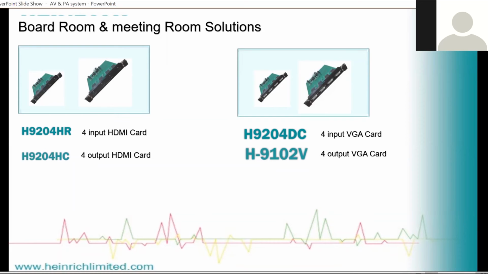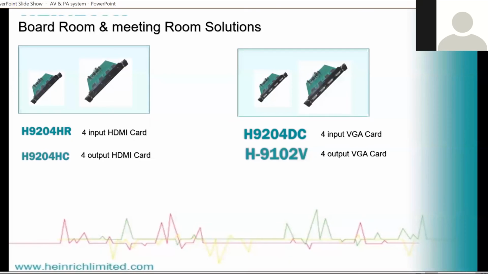There are input cards for HDMI and VGA. Suppose we have four HDMI inputs and four VGA inputs, so we can consider one card for HDMI input, one card for VGA input, and one card for the HDMI output.